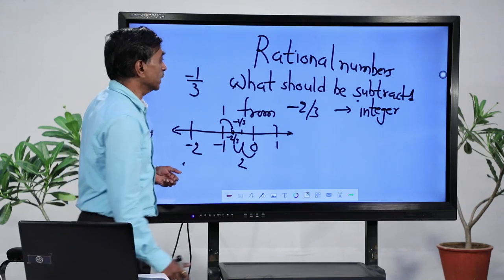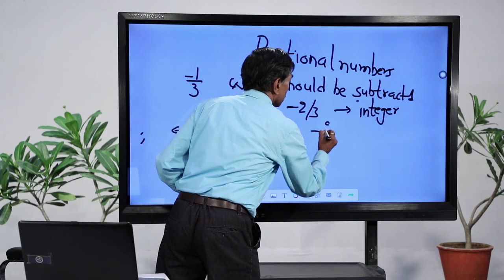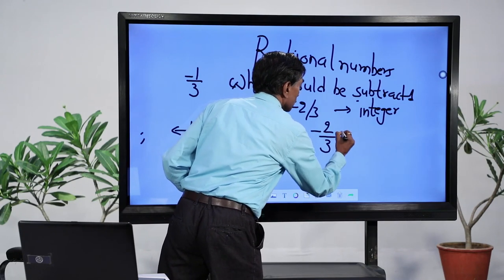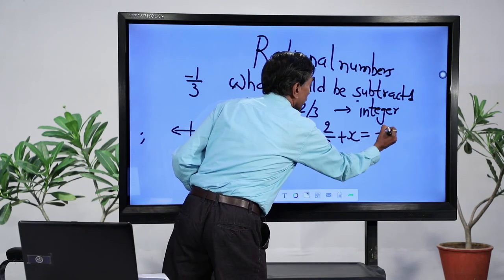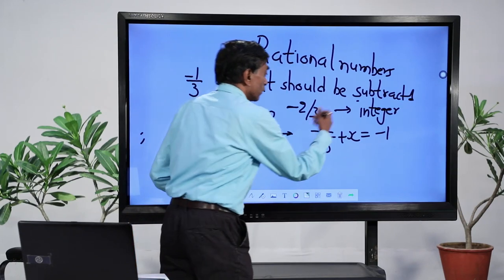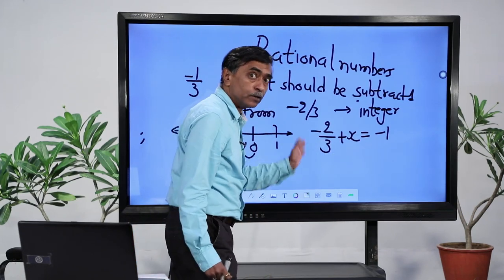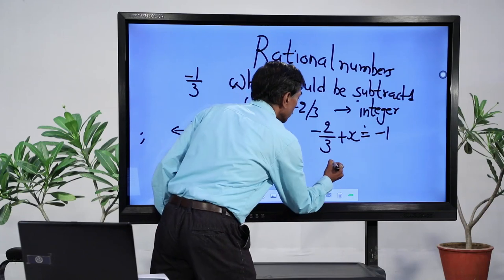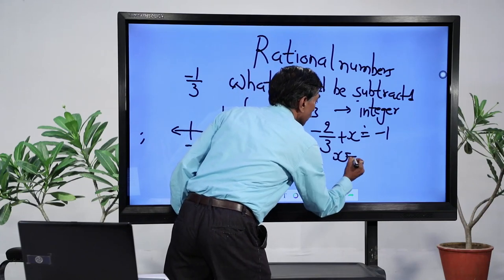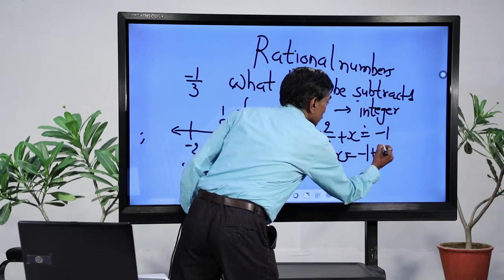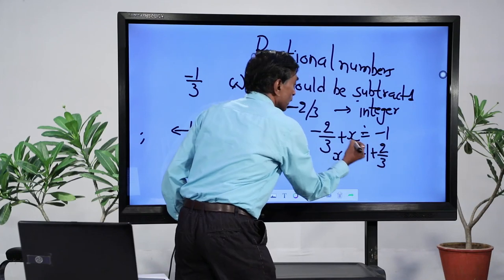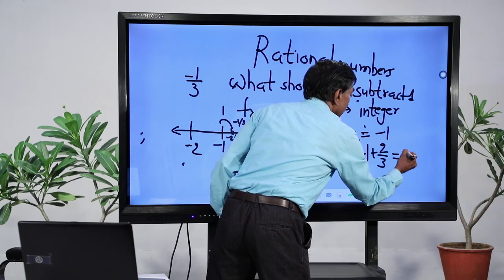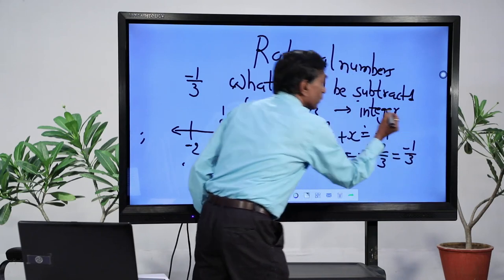The other way of doing this is minus 2 by 3 plus x is equal to minus 1. Shifting this, you know how to do this now, add 2 by 3 to both the sides. So, shifting this, I will say x is equal to minus 1 plus 2 by 3. And if you simplify this using LCM, you will find that this is nothing but minus 1 by 3.